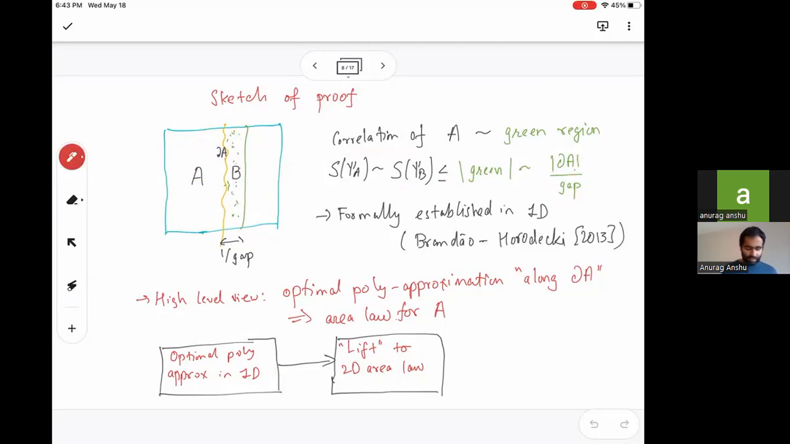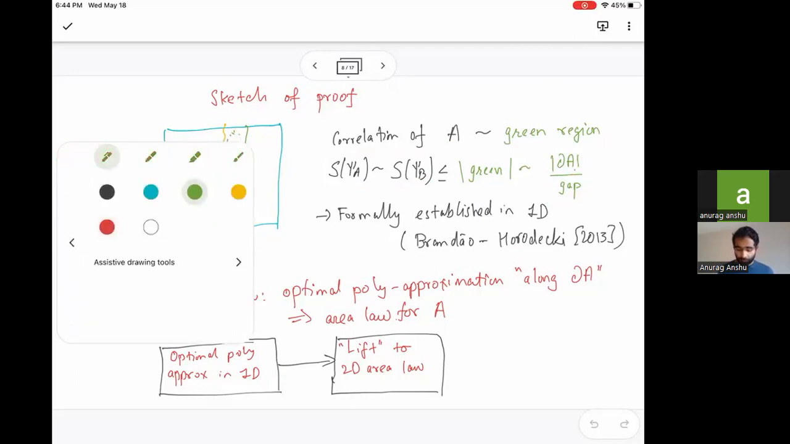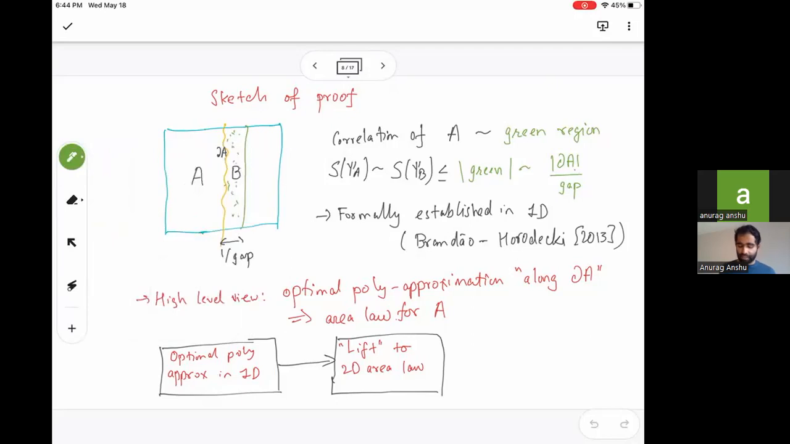Unfortunately, this intuition has not been shown to be true in 2 dimensions at all. It's only formally established in 1D, where the actual result scales in this manner, exponentially in 1 over the gap instead of 1 over gap. And such a result is not known at all in 2 dimensions. So we don't know how to formalize the intuition that correlation length should be the source of area law. But correlation length is in fact a local property, which is the intuition. In some sense, the correlation should be local.